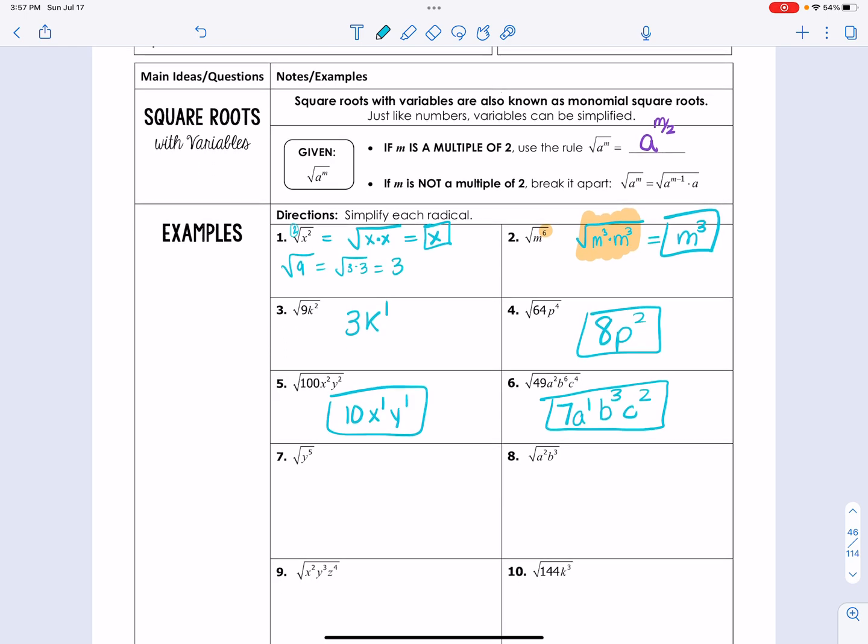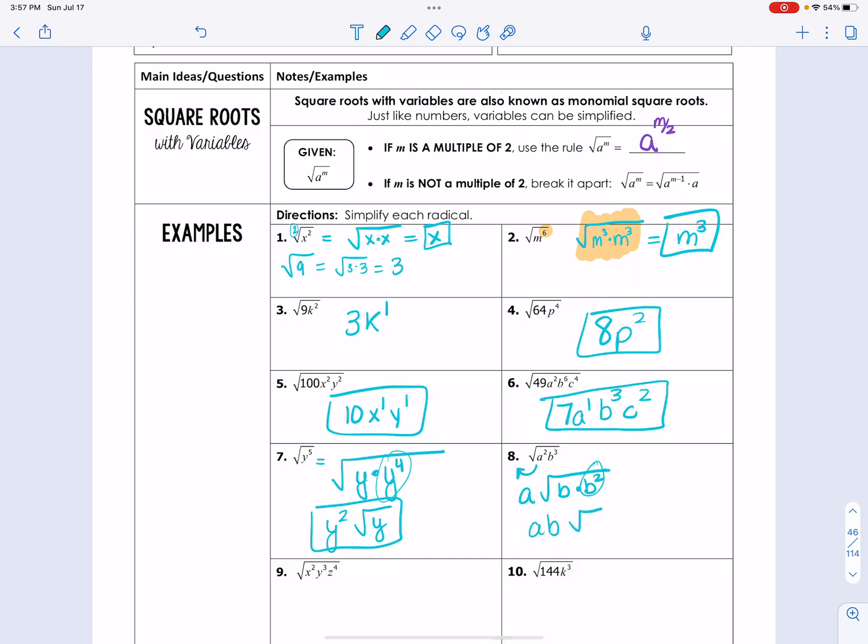But when they're not a multiple of 2, then these get ugly. So what you do is you take out a y, just 1, because now it's even, right? And you know the square root of this is y squared, and you're going to leave the y inside. They didn't give us much time to practice this. I can square root this to get a, but I'm going to have to rewrite the b as b times b squared, because 3 does not divide into 2 equal groups. So then I would have a b root b.